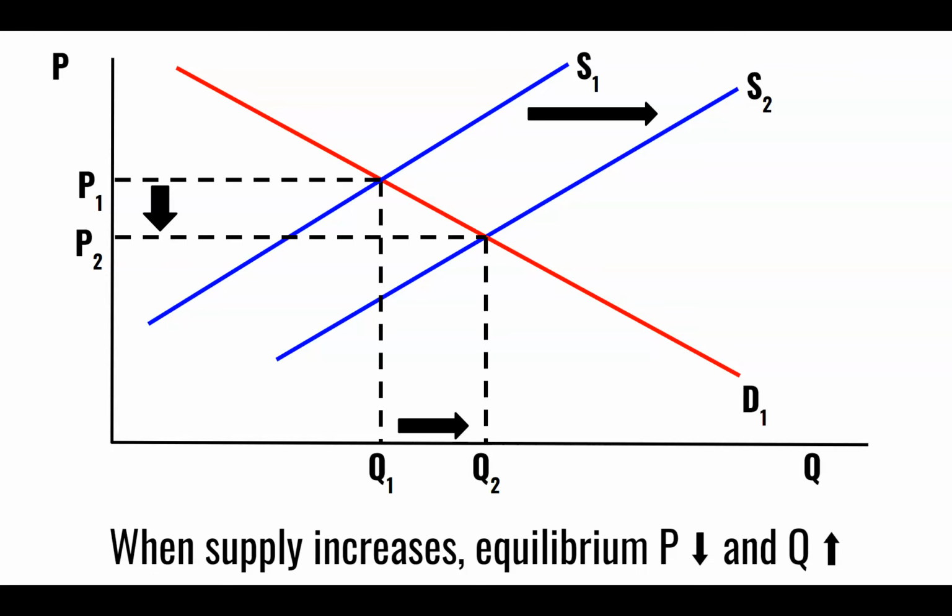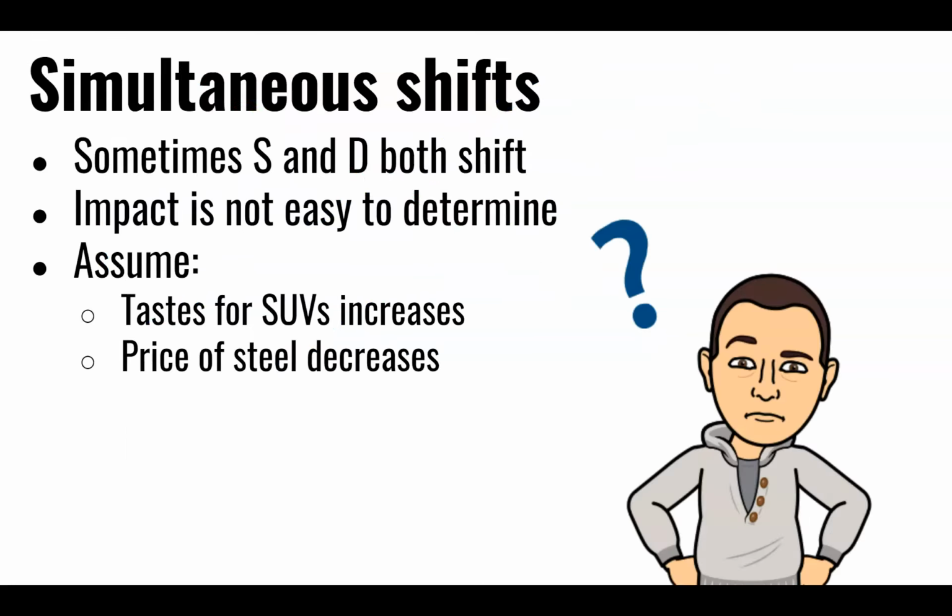Now, it's all well and good when only supply or demand shifts. What happens when they shift at the same time? That's what we call simultaneous shifts. And the short answer is that chaos ensues, all right? We will be able to say with certainty what happens to either price or quantity, but we will not be able to say with certainty what happens to both price and quantity. One will be determinate, one will be indeterminate. So let me show you how to approach it.